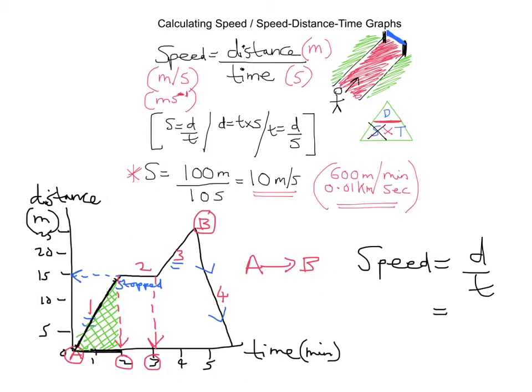My distance, so if I look at this particular scale that I've drawn, I've started at 0. If I continue across here, I can see that this would hit 15. So my distance moved is 15 meters. I've done that in a time of, well, if you look at this green triangle that I've shaded, we can see that it goes from 0 to 2 minutes on the time. So I've done that 15 meters in 2 minutes.